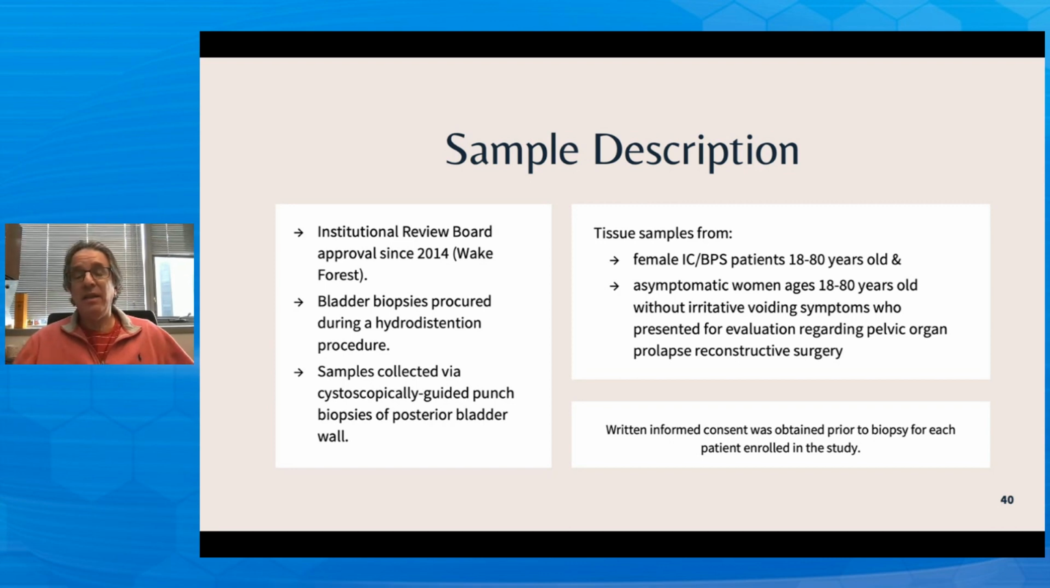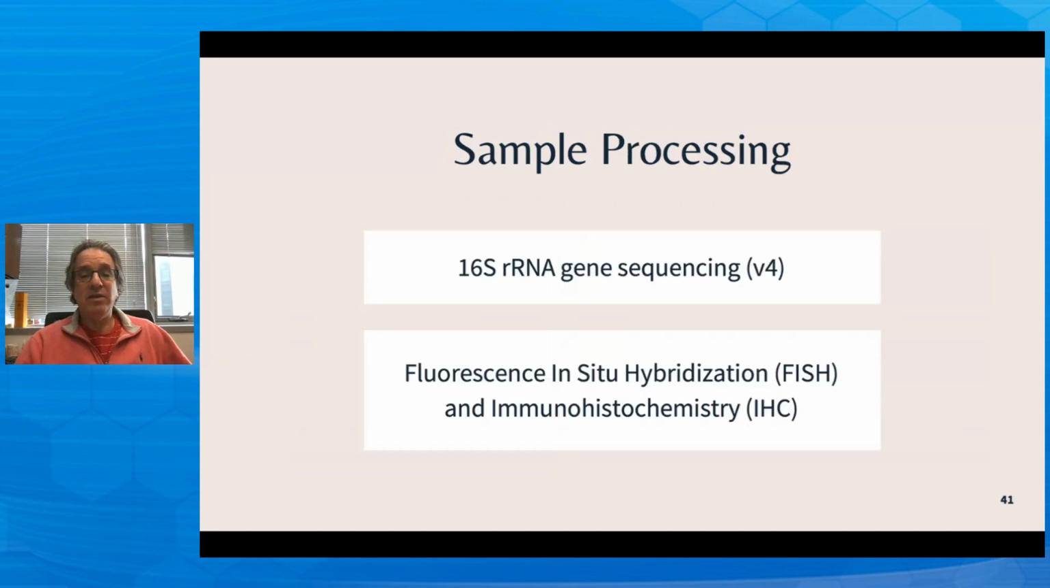I think that IC is not a microbial problem. I think it's maybe neurologic or something. It's outside of my range. It's not microbiology. But these biopsies allowed us to determine whether or not we could detect bacteria in the urothelial tissue. So we use 16S ribosomal sequencing. We use the V4 region, that's the portion of the 16S gene that we sequenced. And then we used imaging, fluorescence in situ hybridization, or FISH, and immunohistochemistry, or IHC.